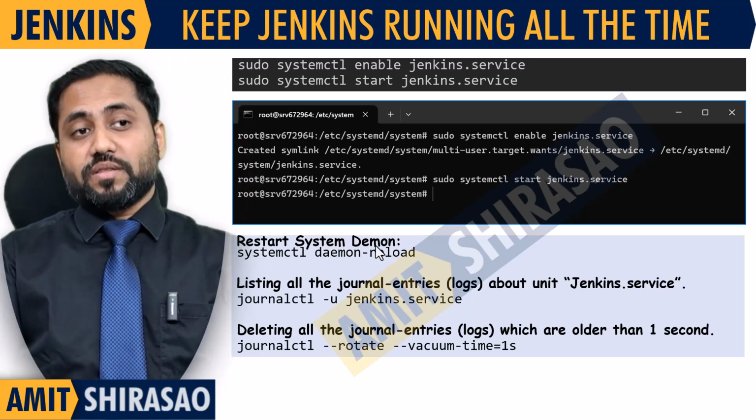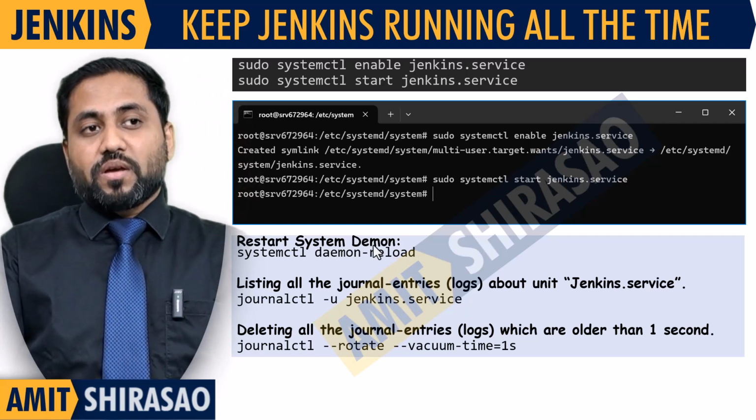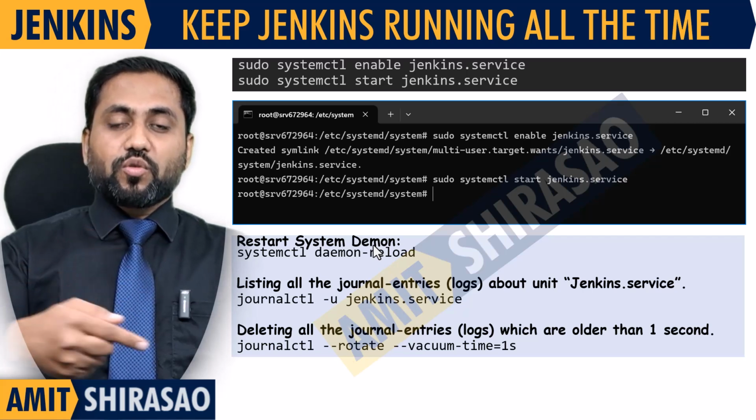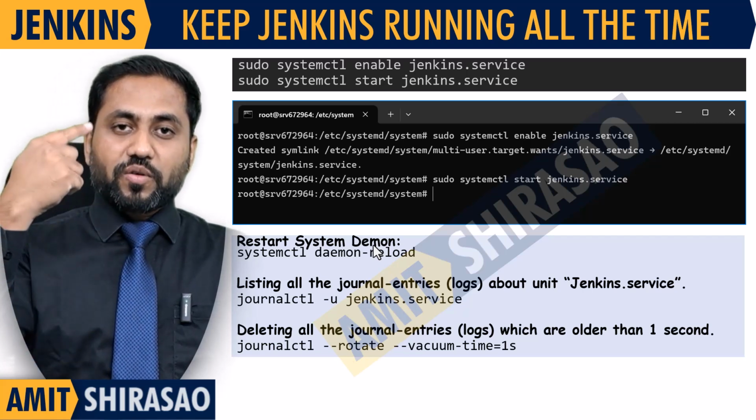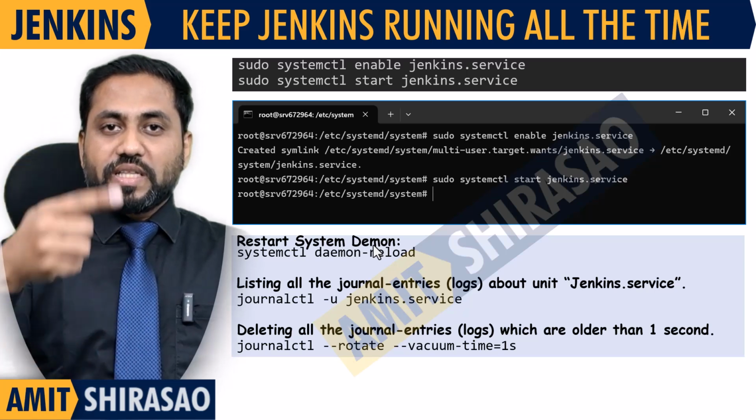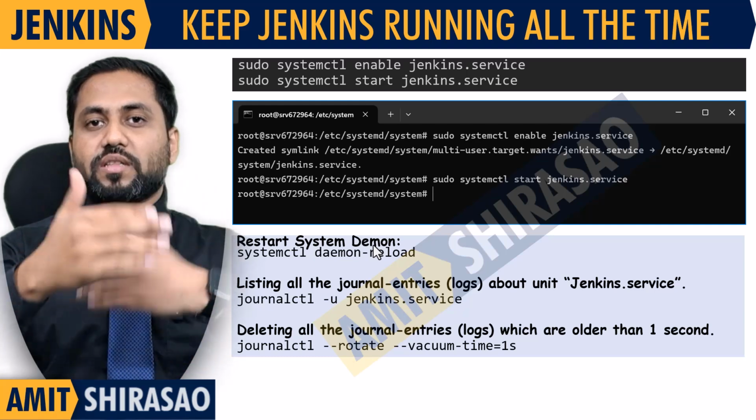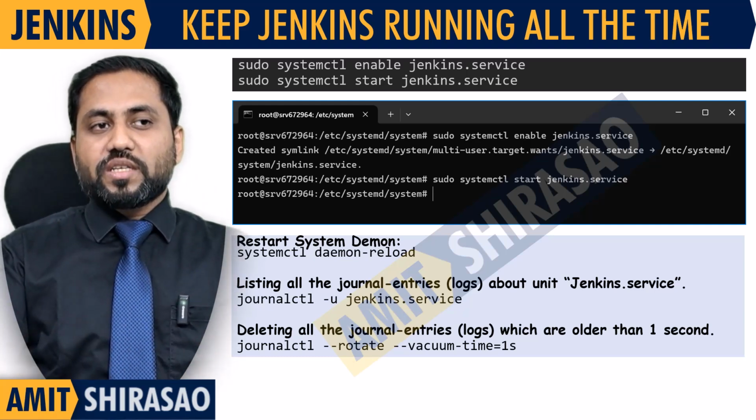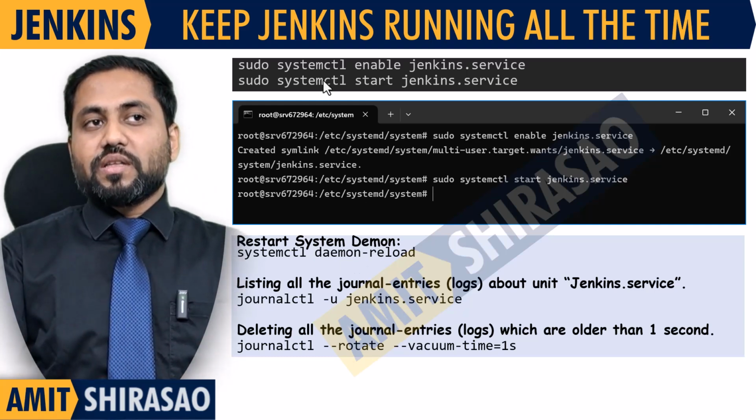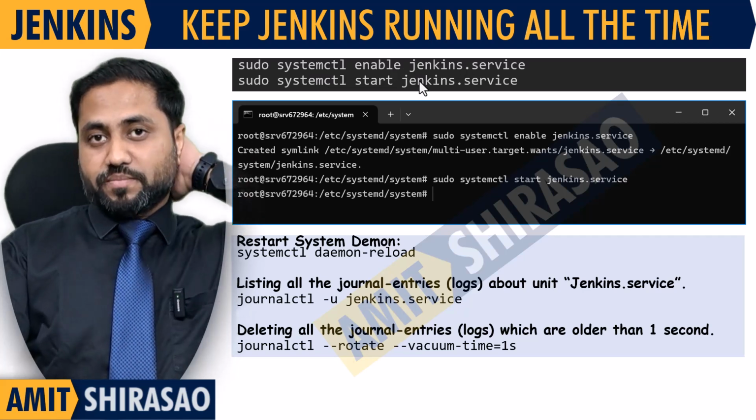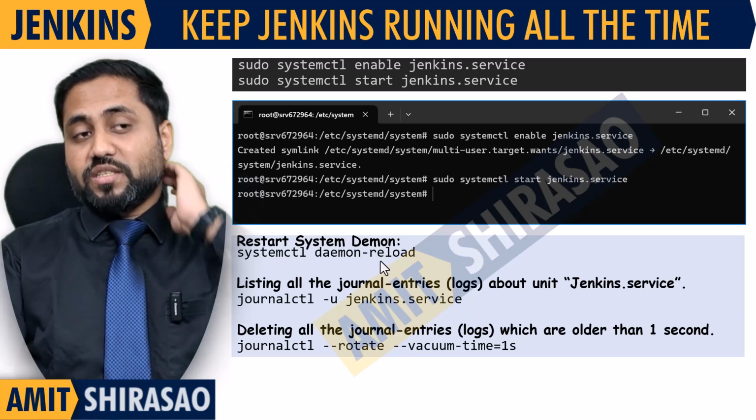Restart the system daemon. What is a daemon? So a daemon is something that keeps on running in the background. So a Linux system daemon is something that keeps on working in the background. So you are reloading the daemon because you told the daemon to enable this Jenkins service and start it. So now you have to reload that daemon.